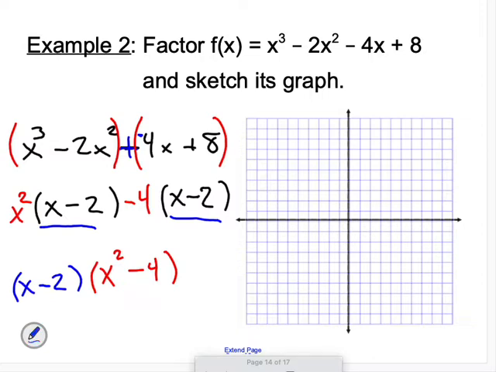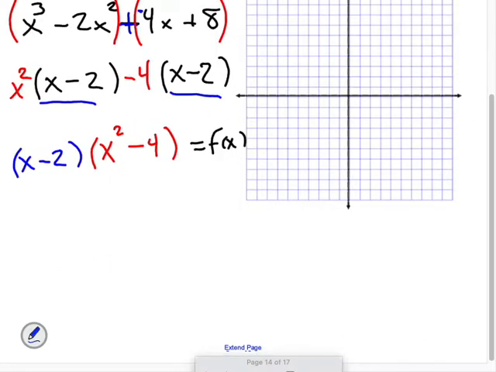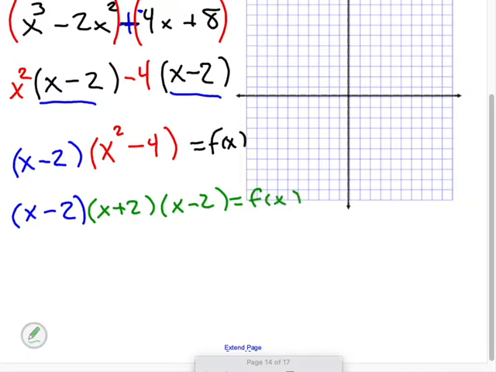And then remember, this is all equal to f of x. Just writing f of x on the right side of the equation now. Completely factored is the way we want to go. So this red factor here will actually factor, because it's a difference of two squares, into x plus 2 times quantity x minus 2. And then there's that blue factor right here, x minus 2, and then again, equal to f of x. So as I'm looking at this, I'm noticing I have an x minus 2 factor in green and a blue x minus 2 factor here.